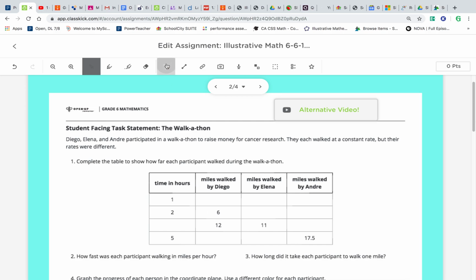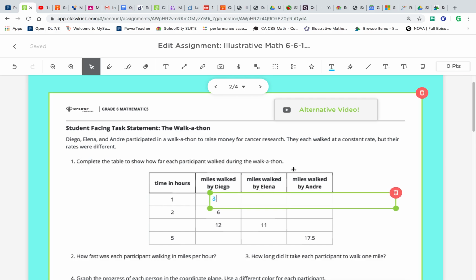So what is half of 6? It is 3. All right, let's make that 2 notches smaller. All right, so it's 3. We know that in 1 hour, Diego walked 3 miles. Okay, so let's go ahead and fill in the rest for Diego.